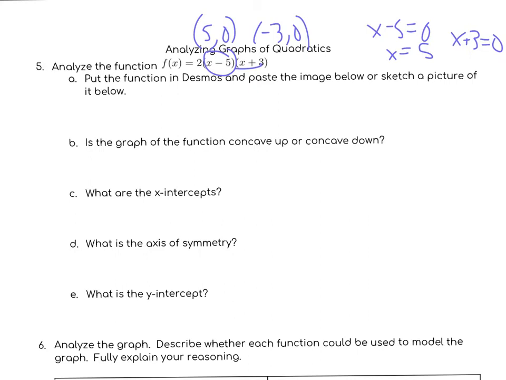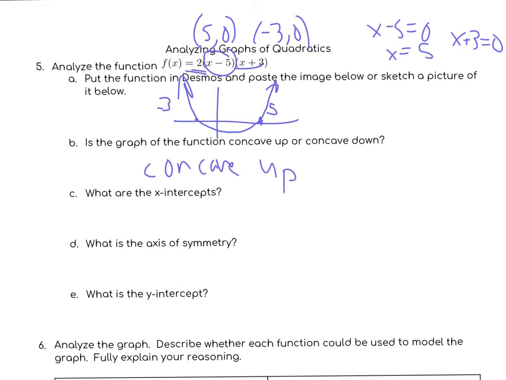So on the quiz, feel free to put it in Desmos and paste it, or you can just draw it. So my picture is going to be something like this. 5, 0, negative 3, 0. And it's going to be an up parabola. So I didn't even need Desmos, and you may not need Desmos. But if you need Desmos, it's there to support you. So are we concave up or concave down? We are concave up, because we have a positive 2 in front. If that's a negative 2, then we are concave down.